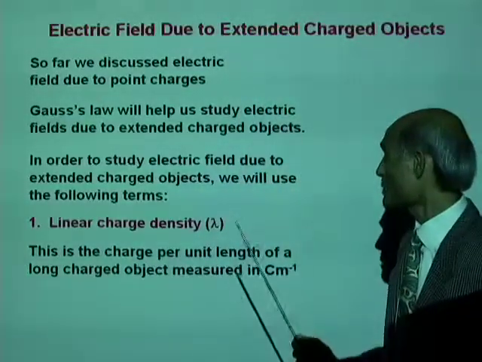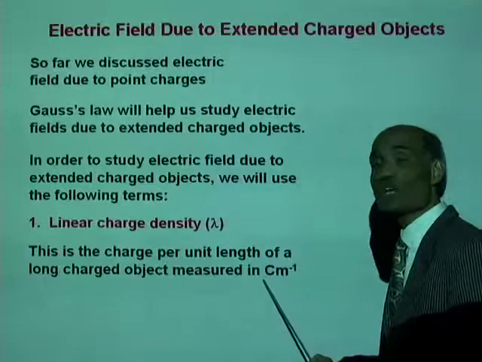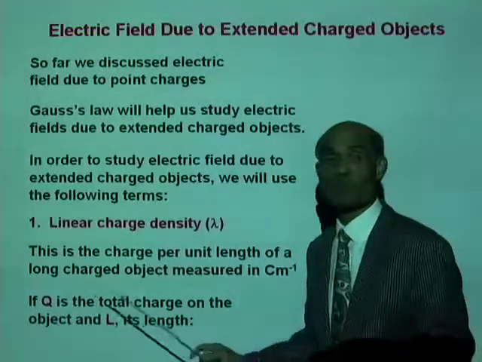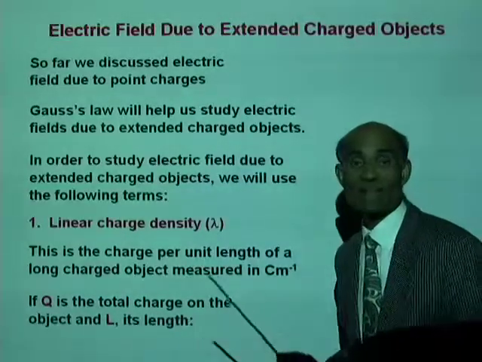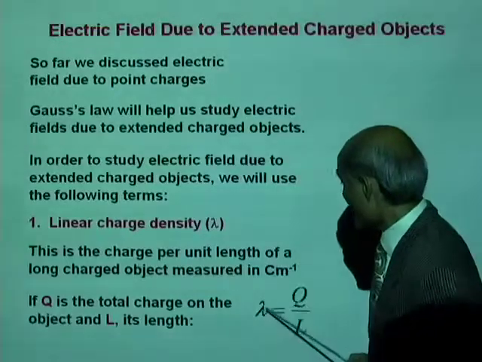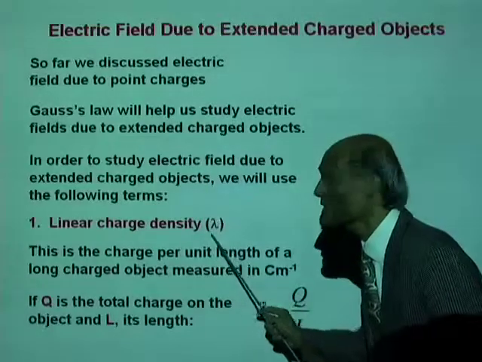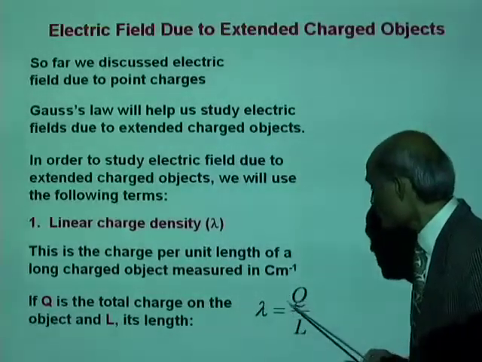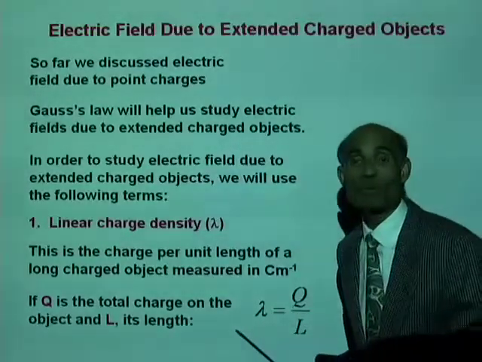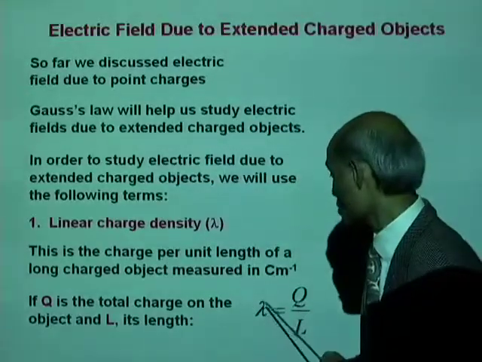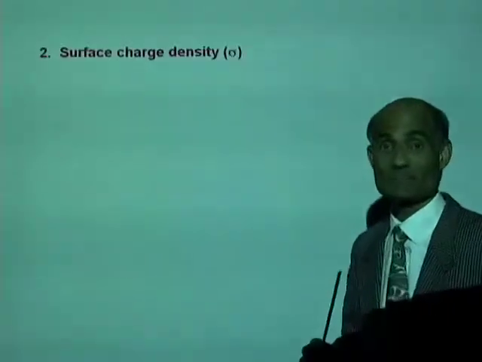So this is the charge per unit length of a charged object, and it is measured in coulombs per meter. If Q is the total charge that is on an object of length L, then lambda, we will represent linear charge density using the Greek letter lambda. The lambda will be equal to charge per unit length, Q over L. And what will be the unit for measuring charge per unit length? It will be coulombs per meter.